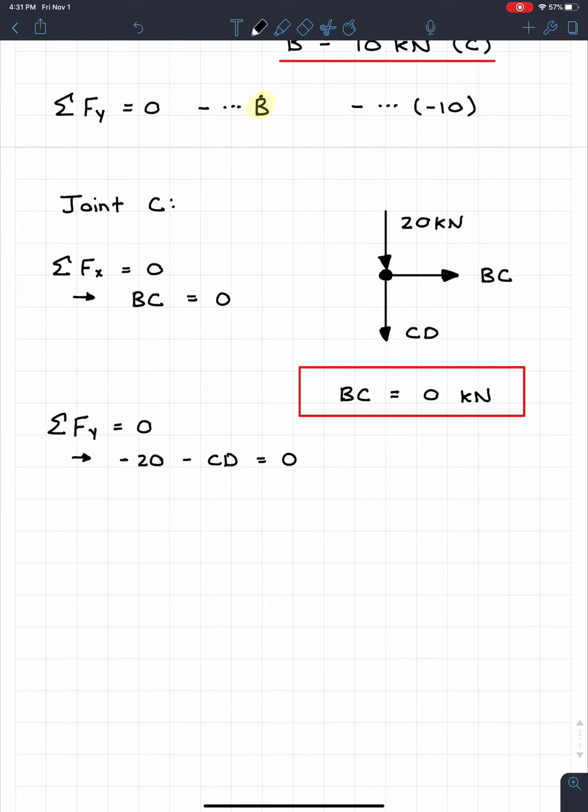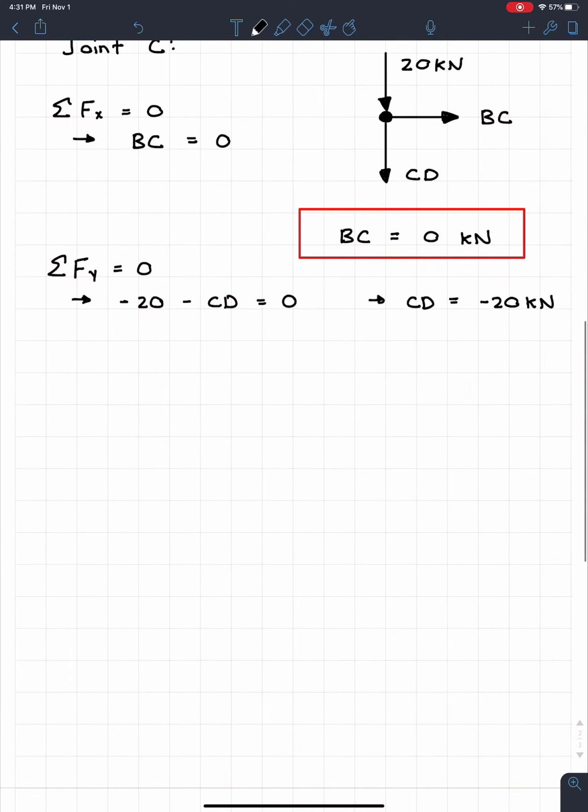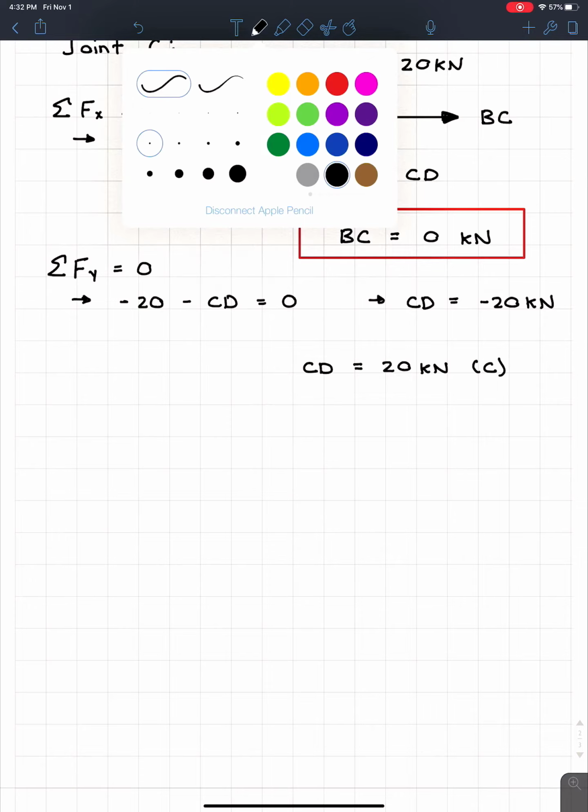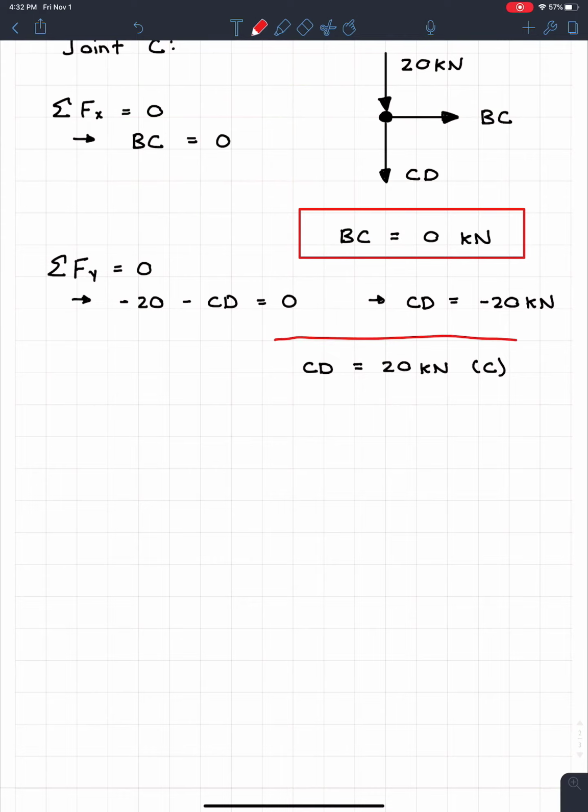If we do that, what we get over here is CD is equal to negative 20 kilonewtons. So now we have to say, okay, we assumed it's in tension, but we got a negative answer. Well, what does that mean? It means that when I'm stating my answer, CD is equal to 20 kilonewtons, but it's going to be in compression because we assumed tension but got a negative answer. So this one must be in compression. I'm going to put a box around this and we're good to go.